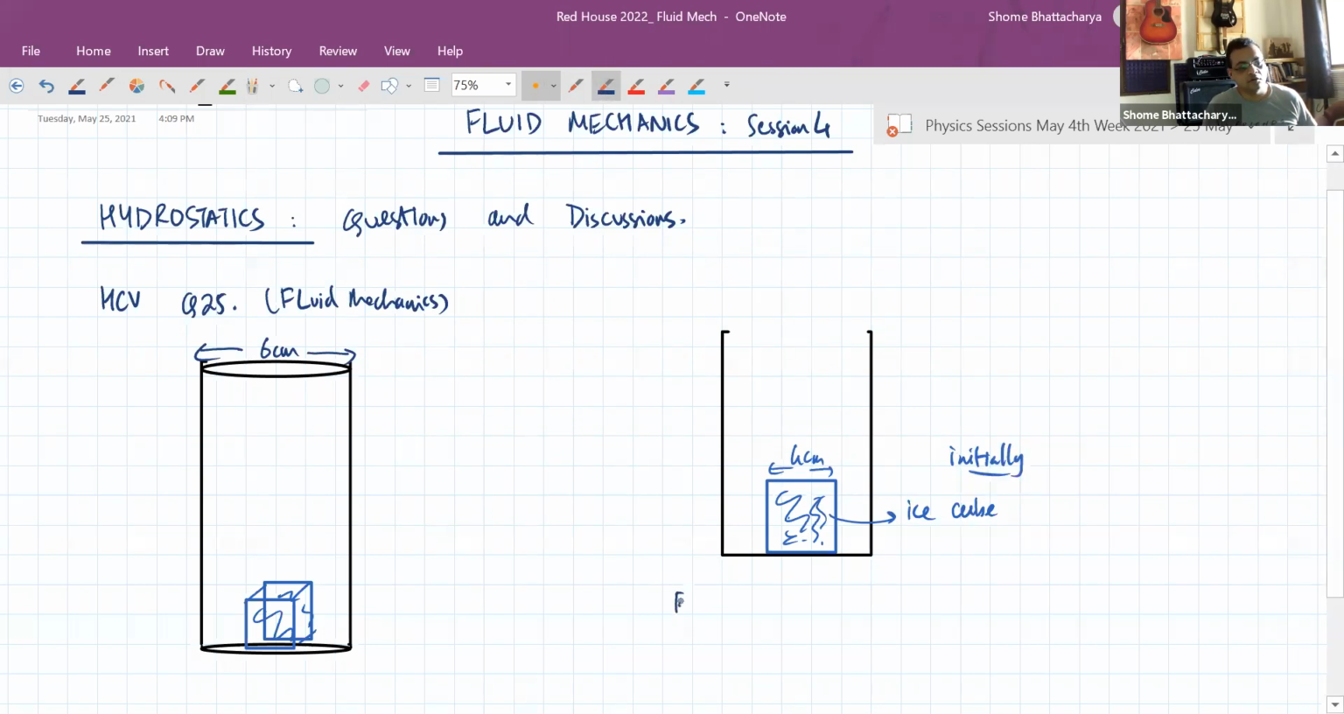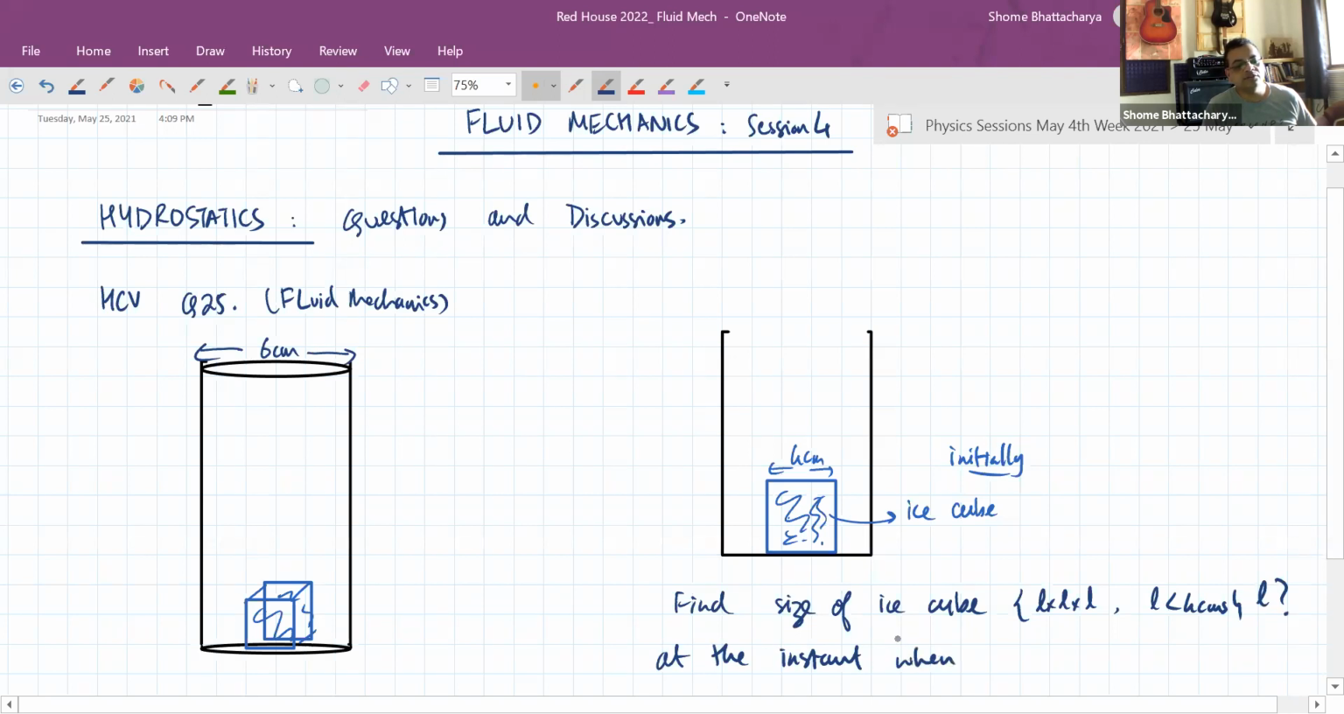Now we have to find the size of the ice cube, let's say it is L into L into L, where L will become less than 4 centimeters, at the instant when it loses contact with the bottom surface. In other words, the layer of water formed on the side of the ice starts to apply enough buoyancy on it so that the ice will start to float. So find the size of the ice cube at the instant when it loses contact with the floor of the container.